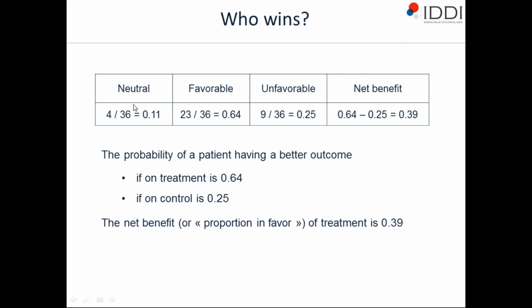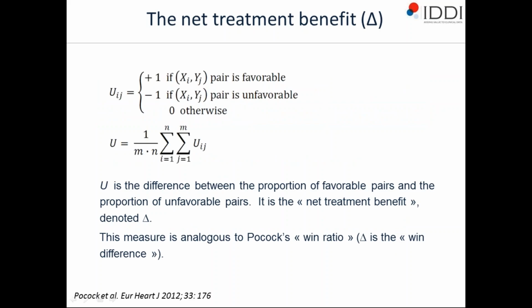So if we now put it all together, suppose we have no missing, so no uninformative pairs, we have 4 neutral pairs, 23 favorable pairs, 9 unfavorable pairs. How does that sum up? Well, we can look at these percentages, and that shows 64% of pairs in favor of treatment, 25% of pairs that favor the control. So the net benefit, the difference between the two, is a 39% benefit in favor of the treatment. So the net benefit of proportion in favor is 39%.